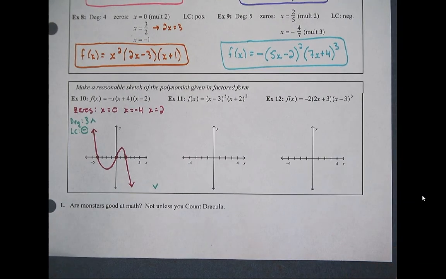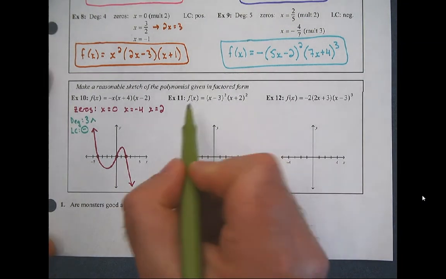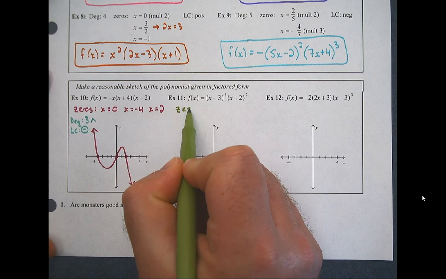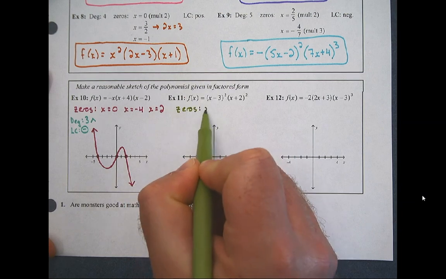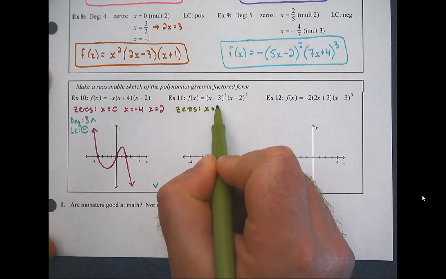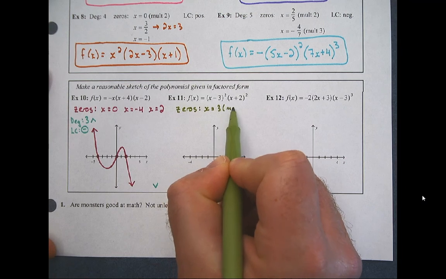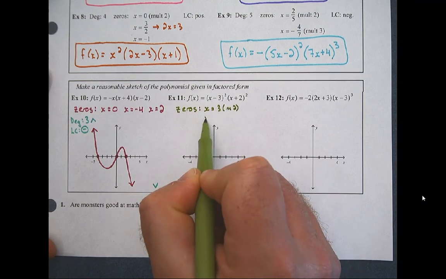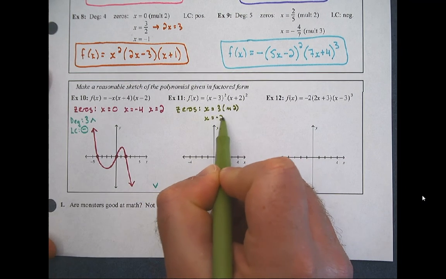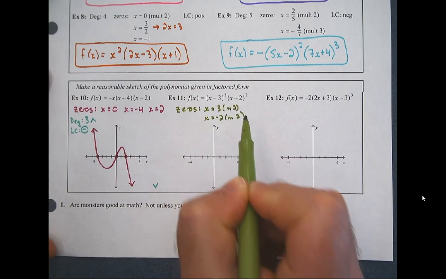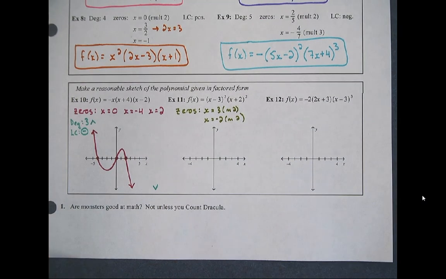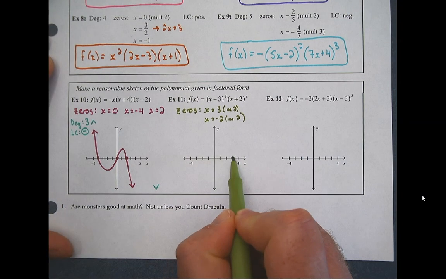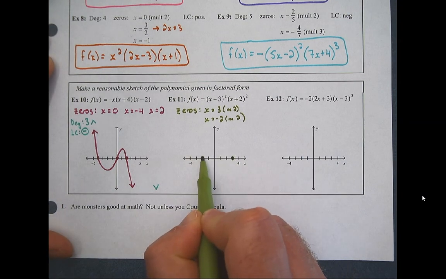If you feel like you're ready, pause it and try to do the next one. If not, we'll do this one together. So I'm going to identify my zeros first. x equals 3 with a mult of 2, and x equals -2 with a mult of 2. So I've got 2 zeros, and they're each mult 2s.